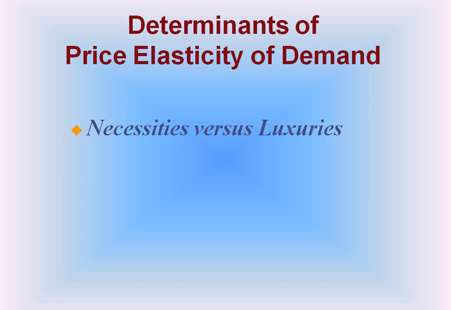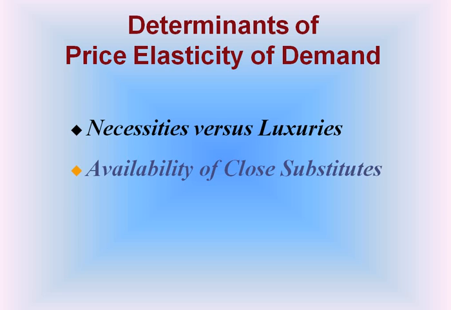Determinants of the price elasticity of demand: there are many other things which are going to affect our elasticity of demand. Number one, necessities versus luxuries. If there is a necessity, for example wheat, and there is a change in the price of wheat, we are not going to decrease its demand because we have to live. And luxuries, for example a big car: if there is a change in price, we are going to leave it because we can live without it.